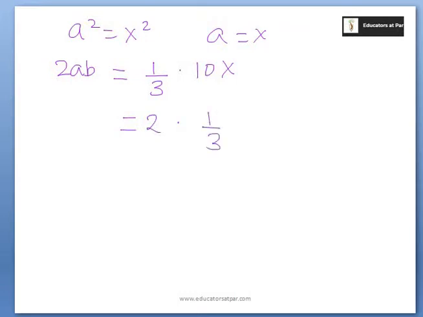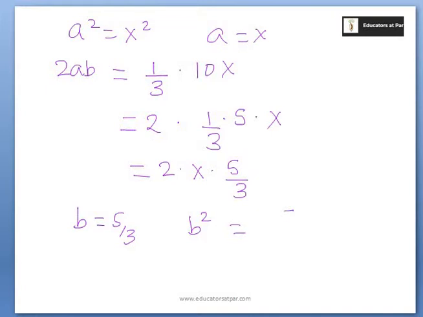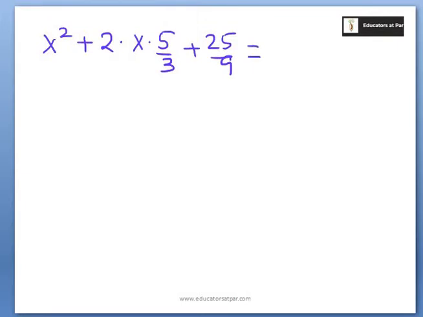Let me just pull out the 2. 1 by 3, 10 is 2 times 5, and x. Let's rearrange it. It's going to be 2 times x times 5 by 3. So our b is 5 by 3. b square will be 5 by 3 square. 5 square is 25, 3 square is 9. We are going to add 25 by 9 to both the sides. So we have x square plus 2 times x times 5 by 3 plus 25 by 9 equal to 25 by 9 plus 8 by 3.